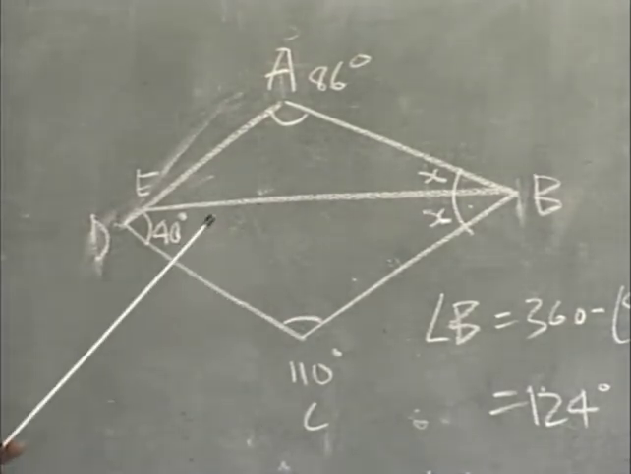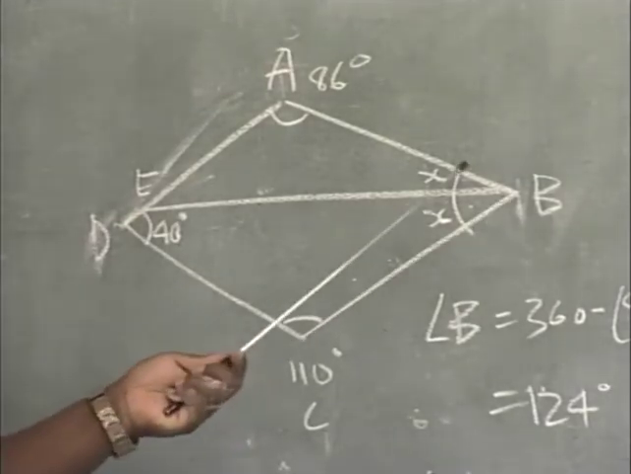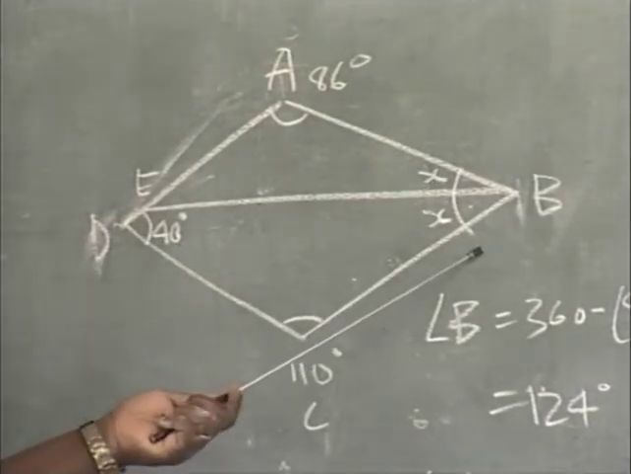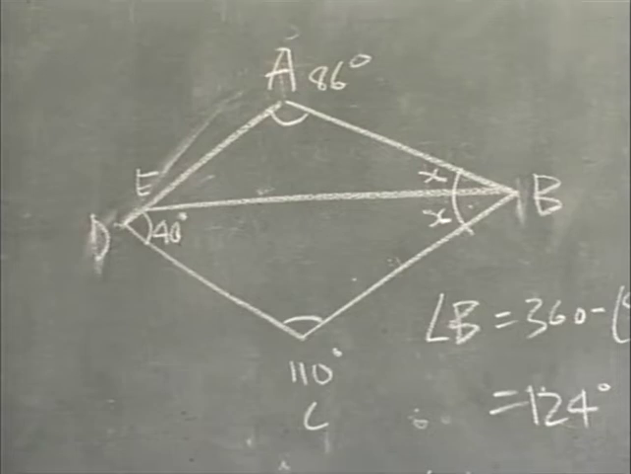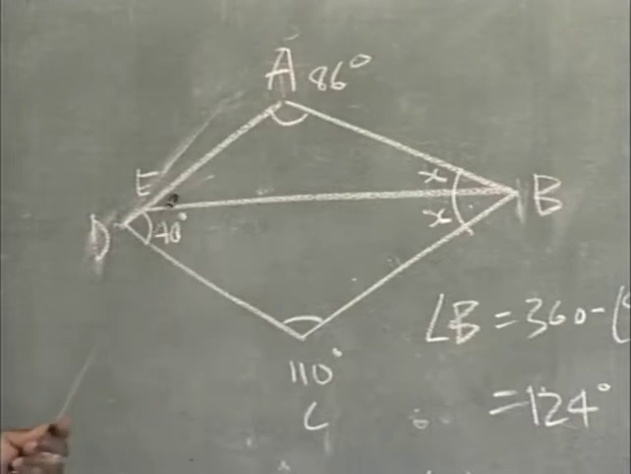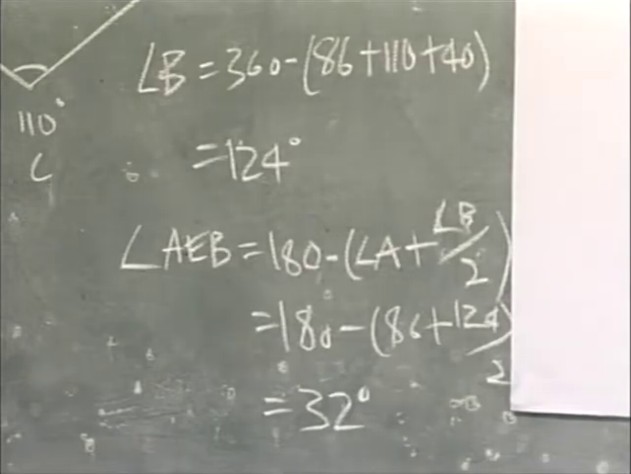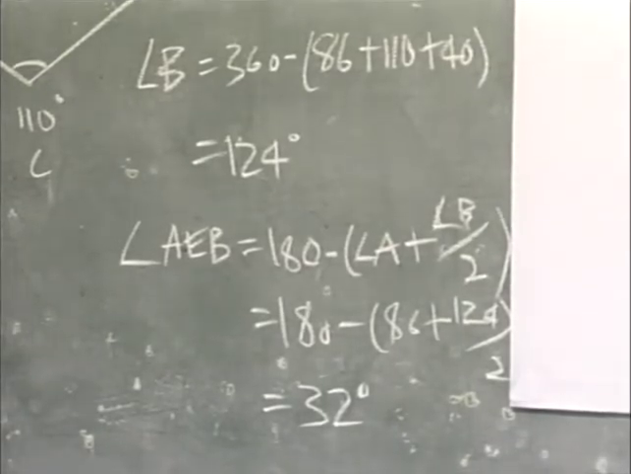You are asked to find angle AEB. If 2x is 124 degrees, then x is equal to 62 degrees. Okay, 62 plus 86 plus this angle will give us 180 degrees as indicated on the board. So angle AEB is 90 degrees. Sorry, 32 degrees. All right, next one, question 9.